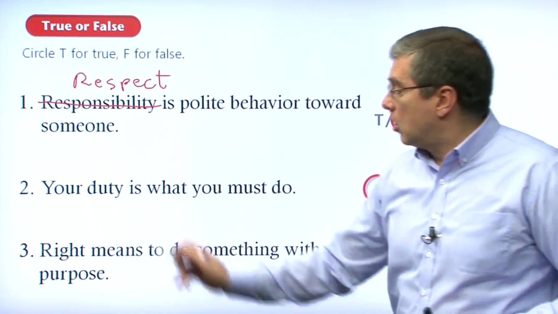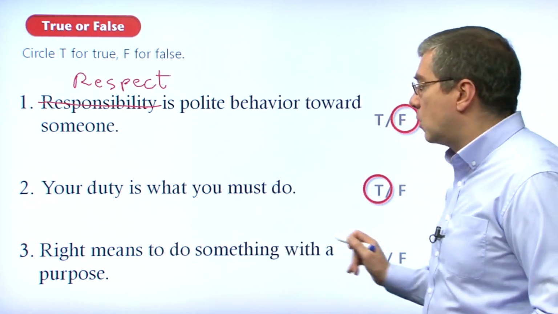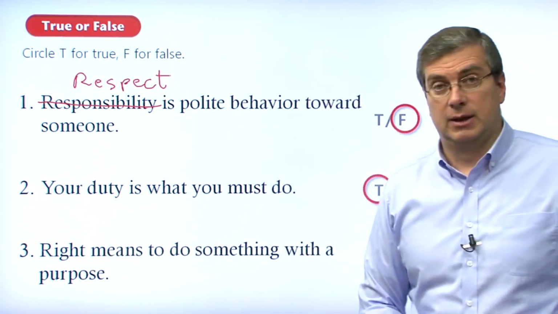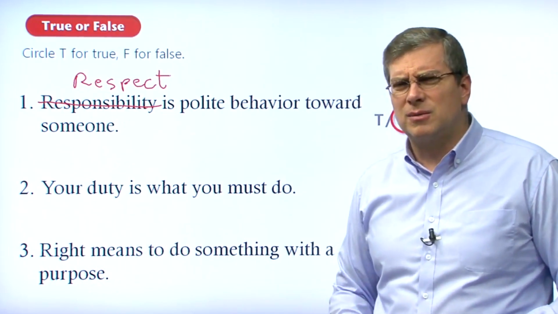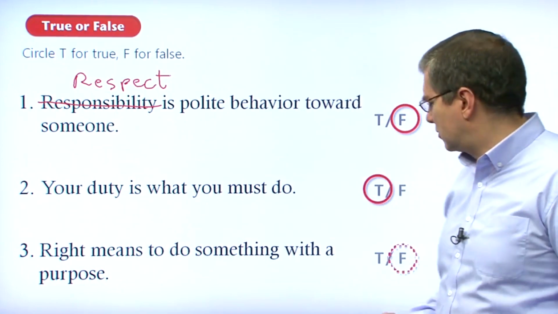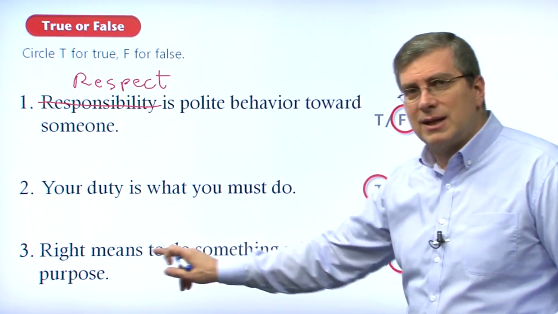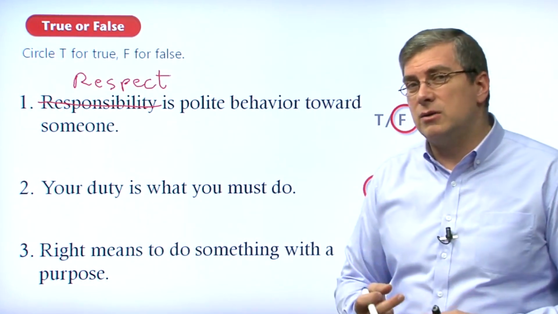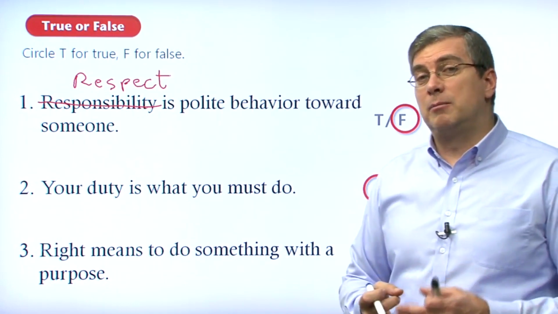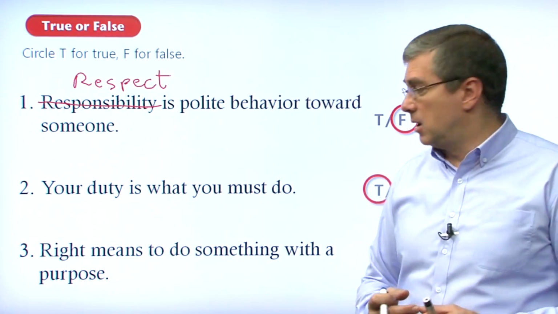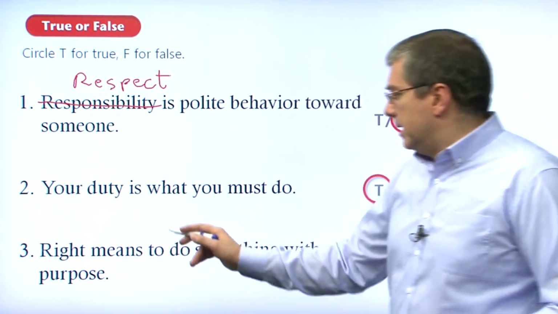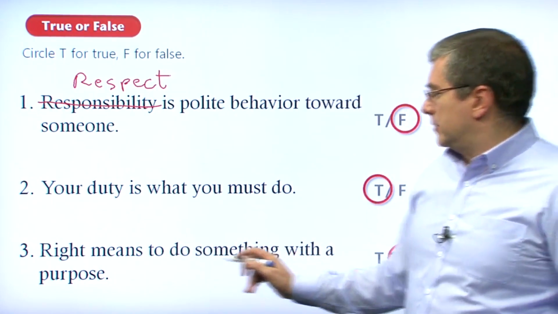Number 3, right means, so when we're talking about rights and responsibilities, we're talking about right in this sense. Right means to do something with a purpose. Is that true? Doesn't sound right, does it? It's actually false, because right is something that you can do or have by law, right? Something that you can do or that you have by law. That's a right.